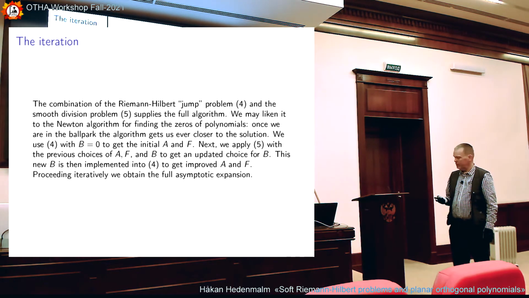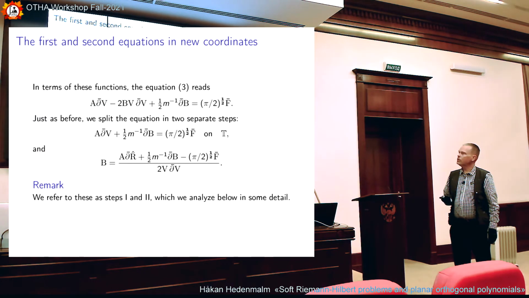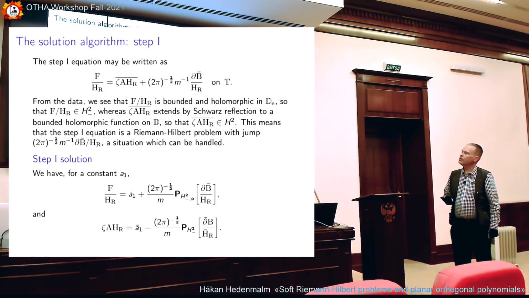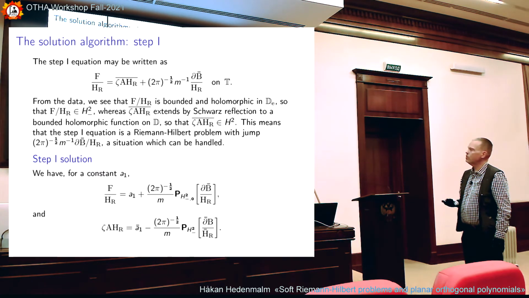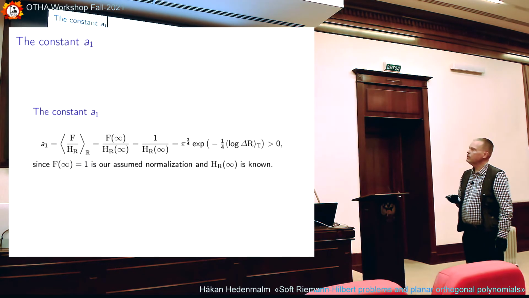And this is, let's see, I should finish soon. I just tell you some things: that we can move to the case of the unit circle by transferring to a new coordinate chart, and the equations are the same, more or less. And the solution is implemented using the Herglotz operator and projections. And then I can write down the solutions of these equations in these coordinates, in terms of the unknown B.